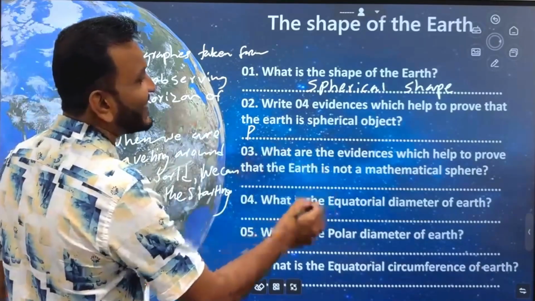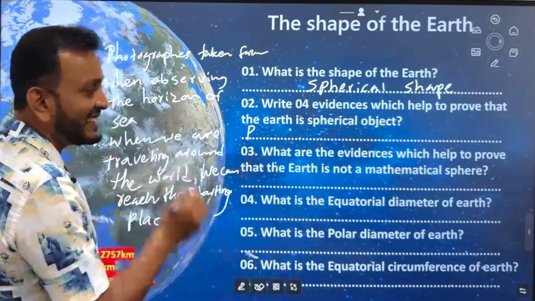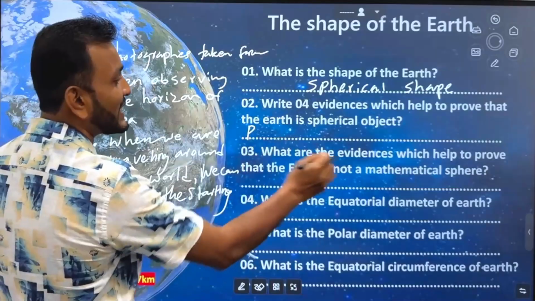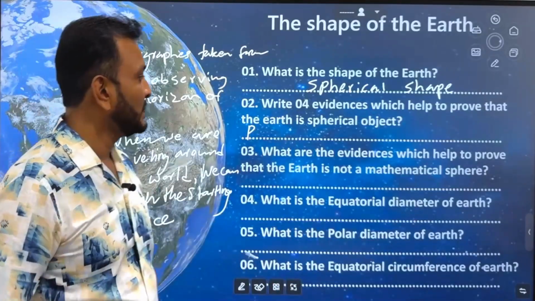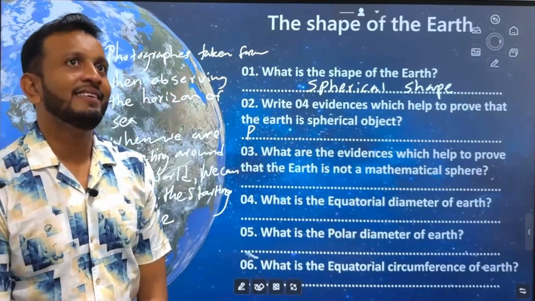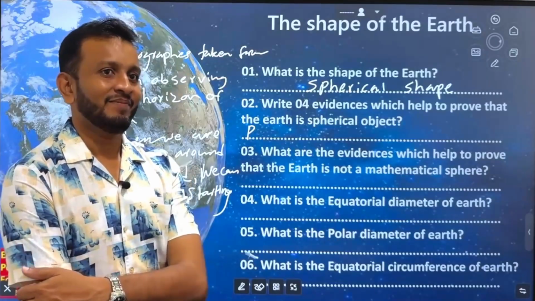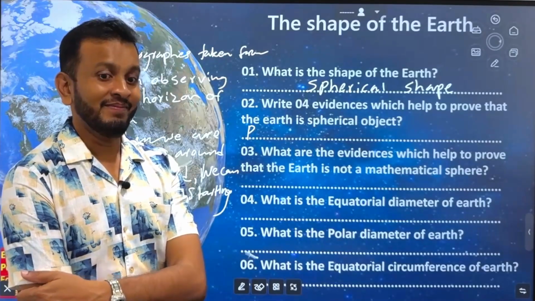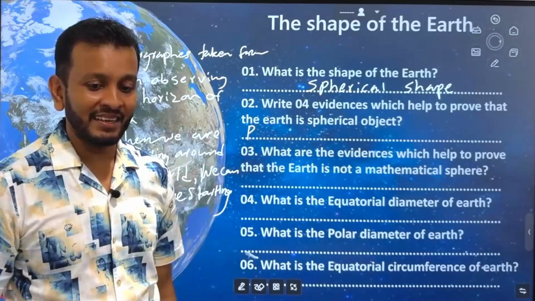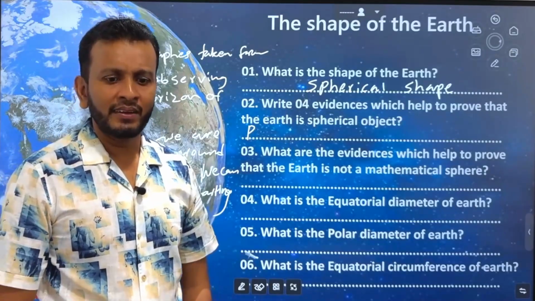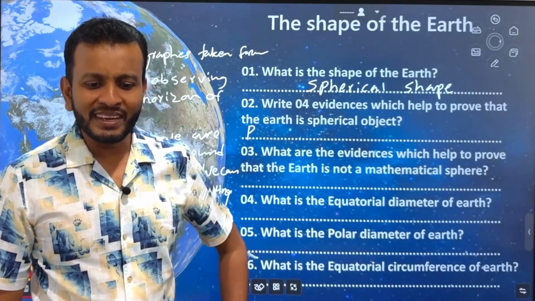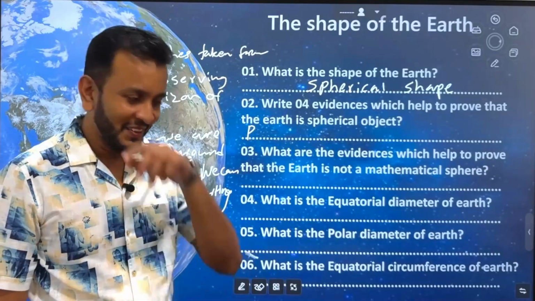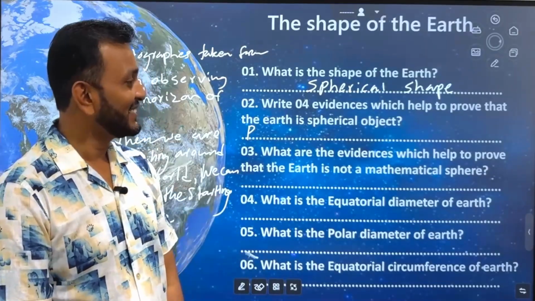What are the evidences which help to prove that the earth is not a mathematical sphere? The equatorial diameter is greater than the polar diameter. The equatorial circumference is greater than the polar circumference.